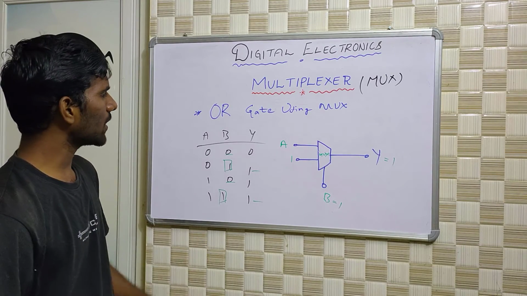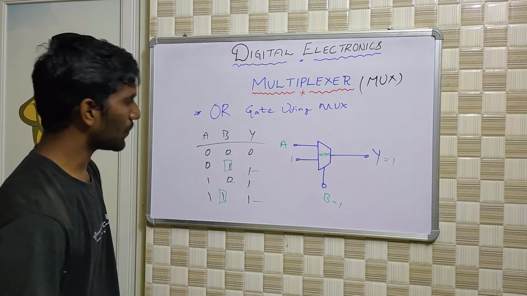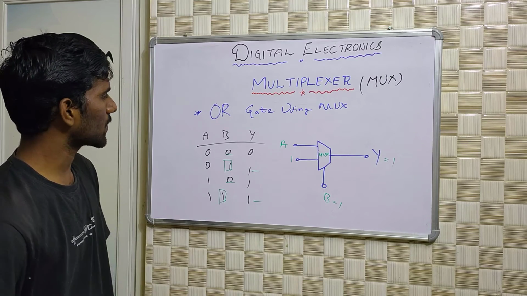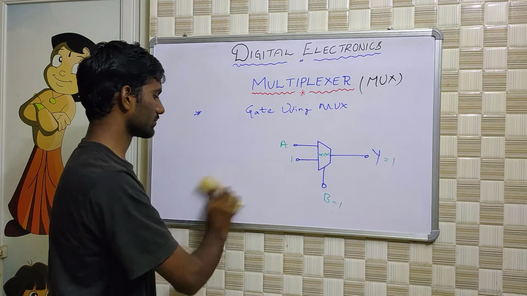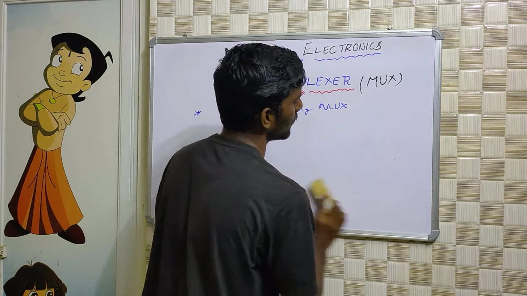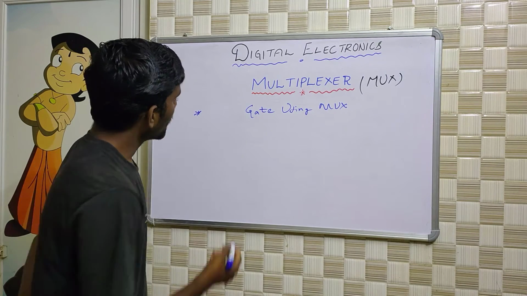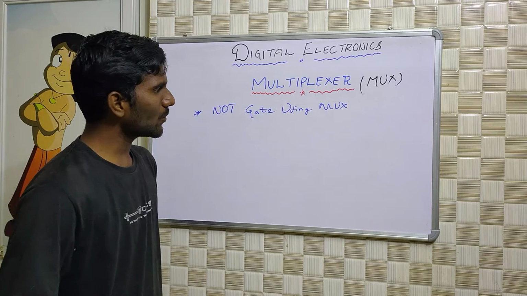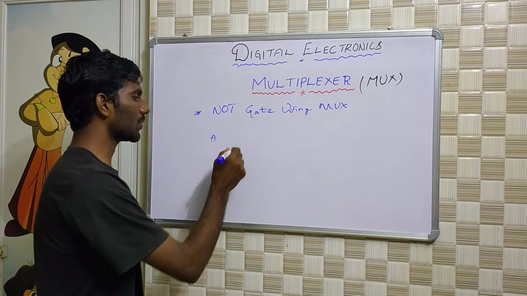Similarly, we can implement any number of input OR gate by using our multiplexer. So we'll see one more gate implementation by using multiplexer, the NOT gate, so inverter. So how can we implement the inverter? NOT gate or inverter. So what is the truth table for the NOT gate?